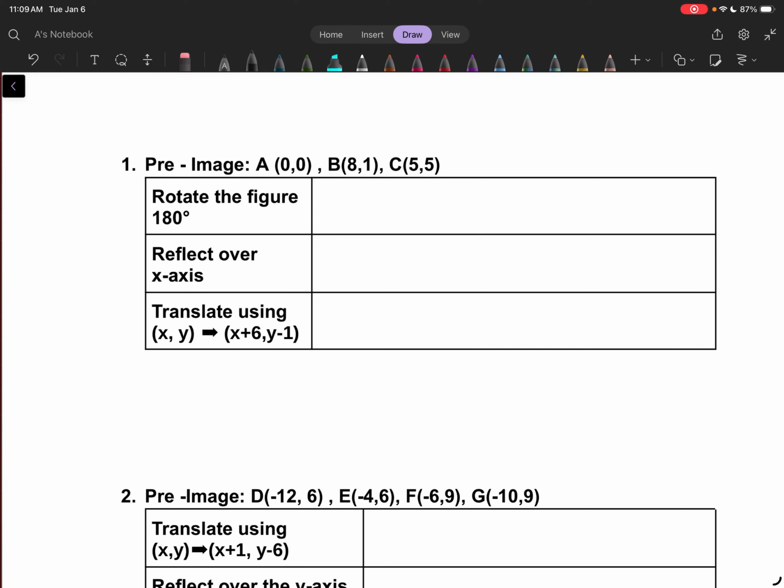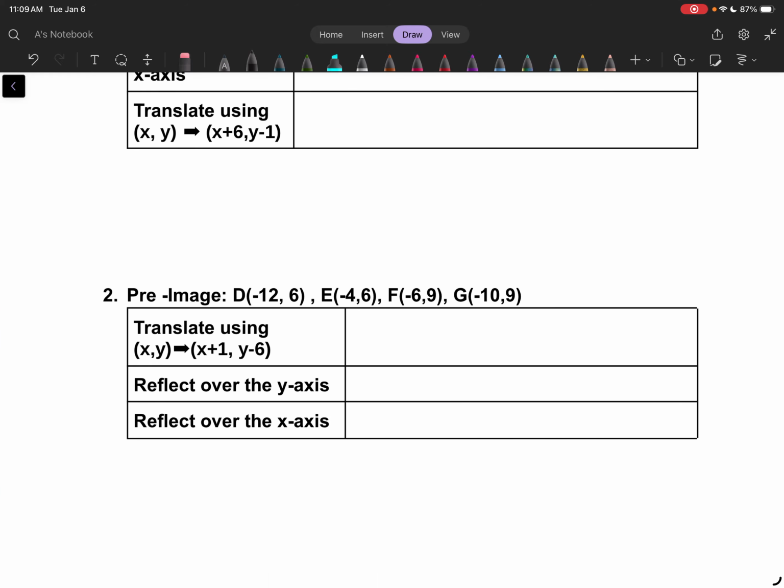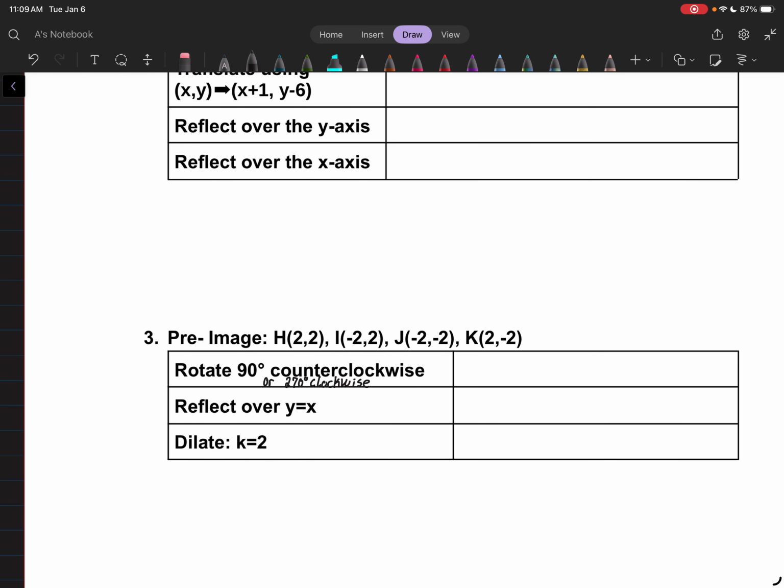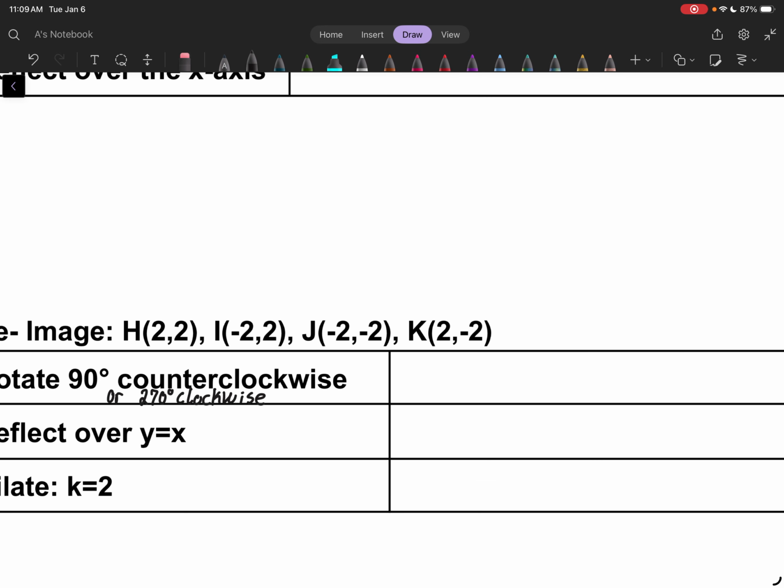Good day. Today we're going to look at composition of transformations. Now, really, we're just looking at multiple transformations to one figure. I'm actually going to do number 3 and let y'all try numbers 1 and 2.